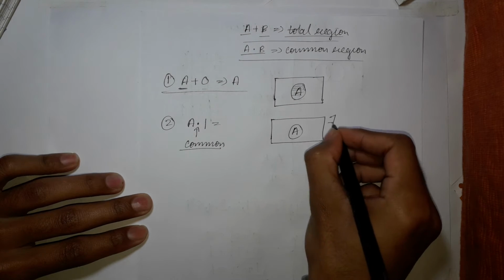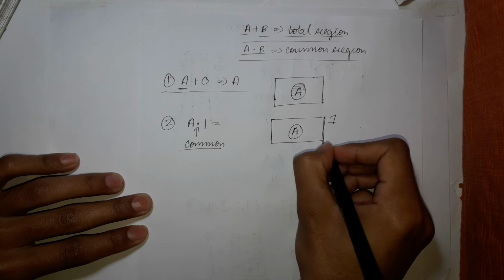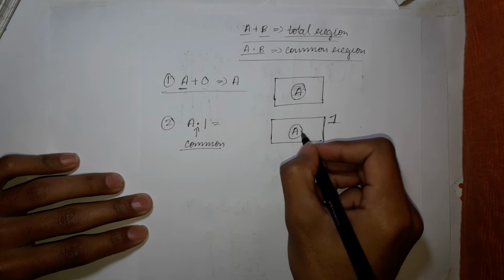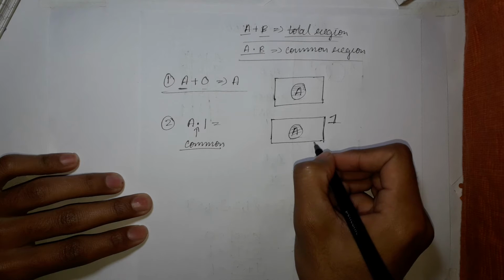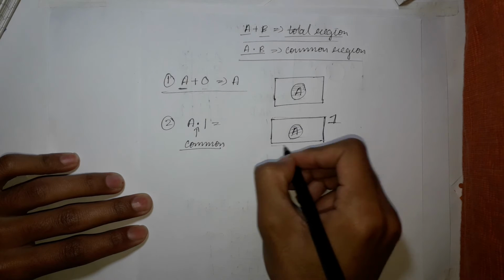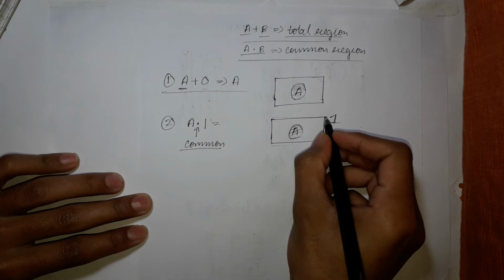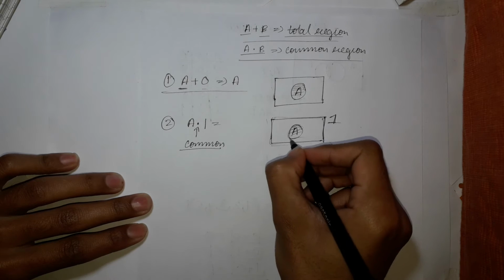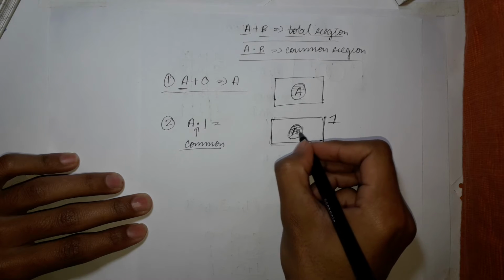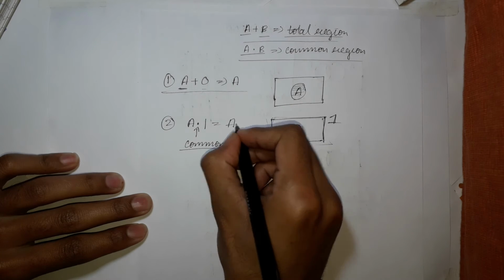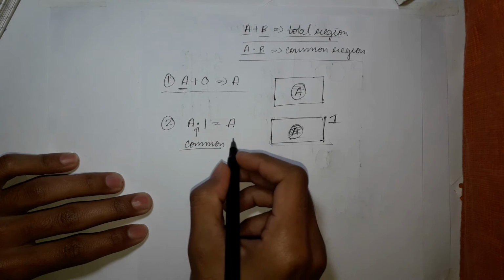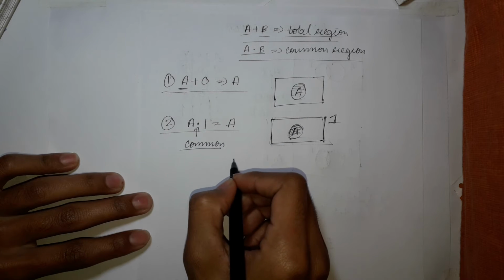This whole is 1, that is the whole set. What is common between A and 1? Nothing but A. Right guys? This whole is 1 and this is A. So what is common between this whole portion and this A portion? Nothing but A. So the answer is A. Okay, I hope this was clear to you all.